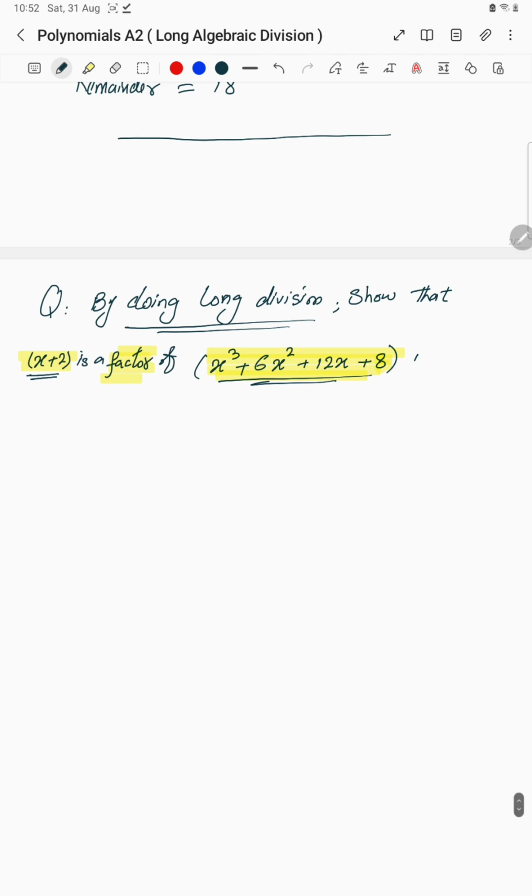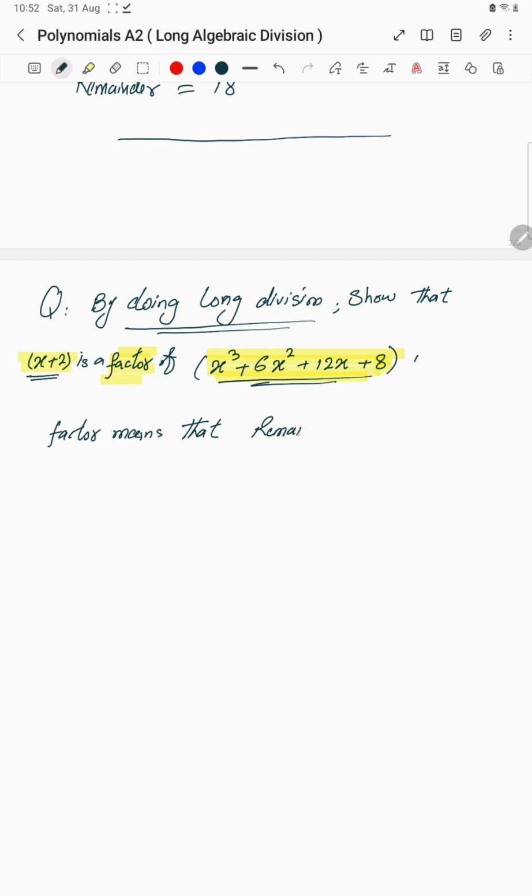Factor means that after long division, whatever the remainder is, it should be 0. So we have to prove that if after long division our result is 0, then it will prove that x plus 2 is a factor of that. So let's start the long division.